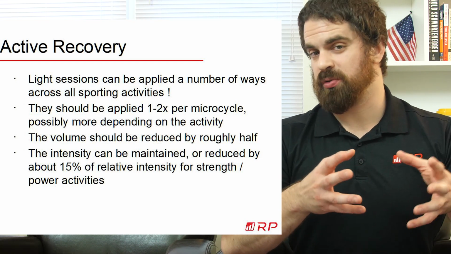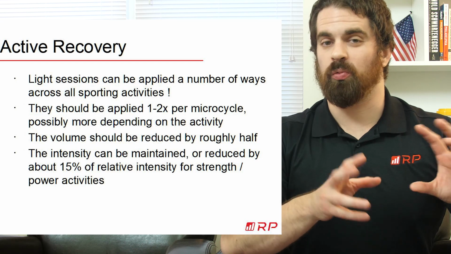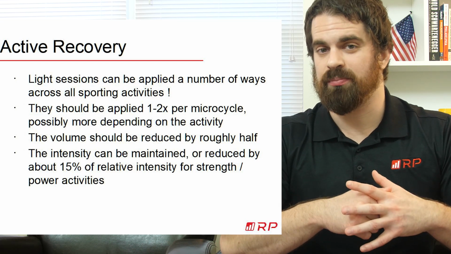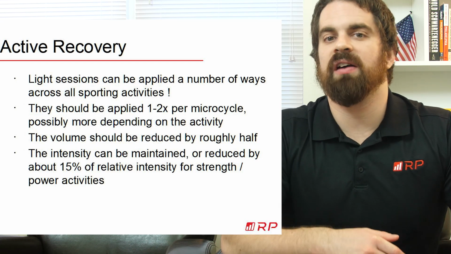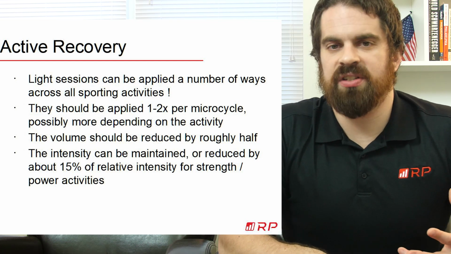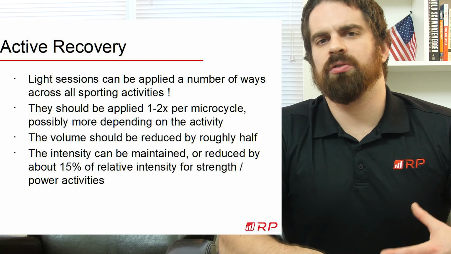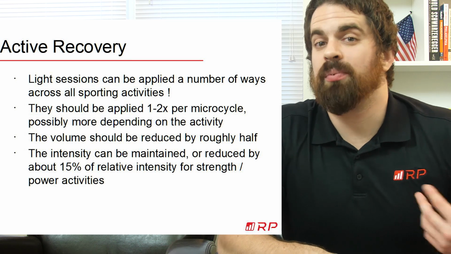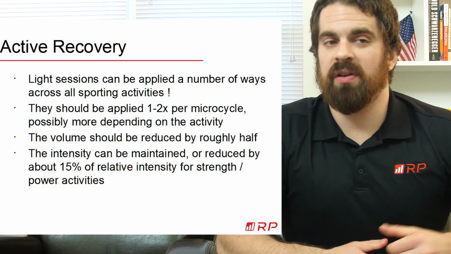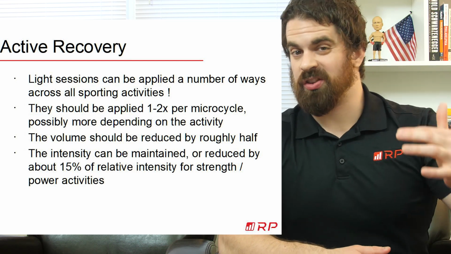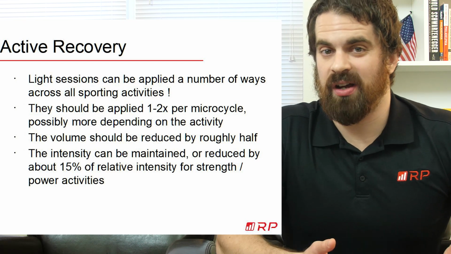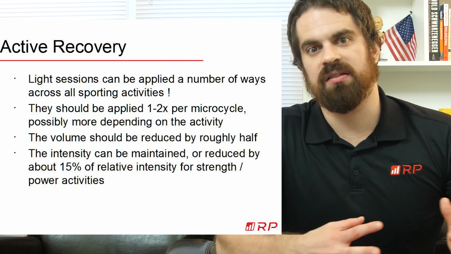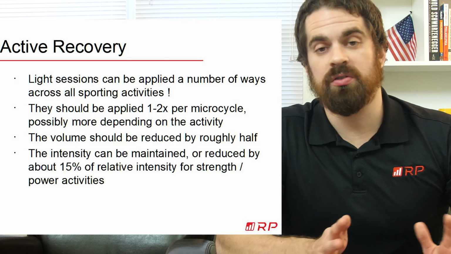So what you can do is reduce the volume a little bit and then reduce the relative intensity by about 15%. So if they were doing, let's say, 3x5s at 85% of 3x5, you might have them do 3x5 at 70% of 3x5. We didn't bring the sets down, but that reduction in the weight is actually enough of a volume reduction and an intensity reduction to get the desired effect. So either one of those tend to work fine.